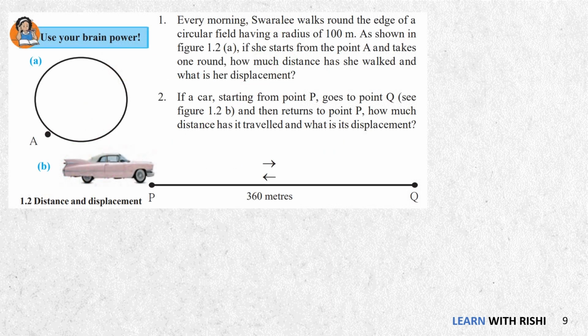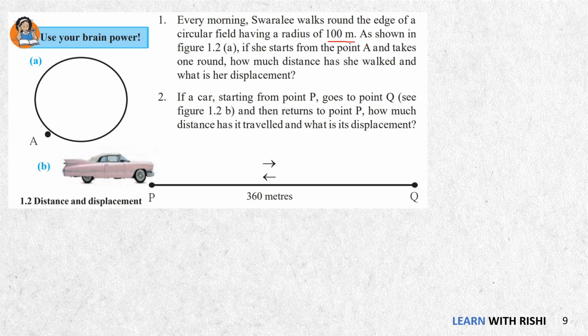Now there is one problem given in your textbook. Use your brain power. So there are two figures. Let us read the first question. Every morning, Swarali walks around the edge of a circular field having radius 100 meter.